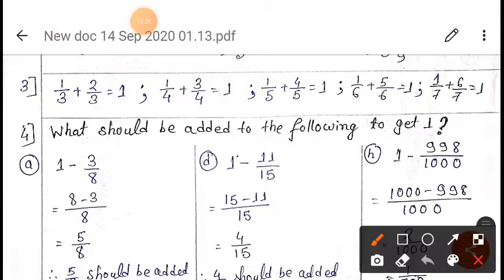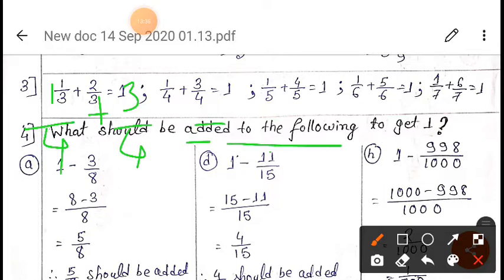Now next is 1 by 4 plus 3 by 4, again. Then what can we write here? I can write here 4, right? So here will be 1 plus 3, again we will get here 4 by 4, which is again 1, right? As I have written here in this way, as you can see.